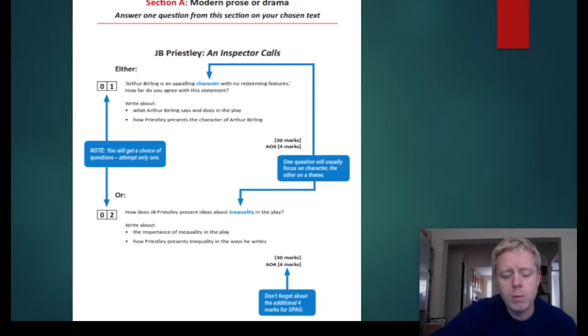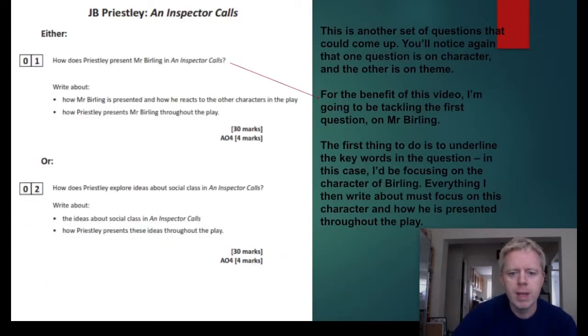Remember, a theme question you can incorporate multiple characters into as well. And a character question, you can talk about other characters, but in terms of how they impact upon the main character in your question. Here's another 2 examples. And remember, either or, you don't answer both. Character question or a theme question. So for the benefit of this video, I'm going to answer question 1.